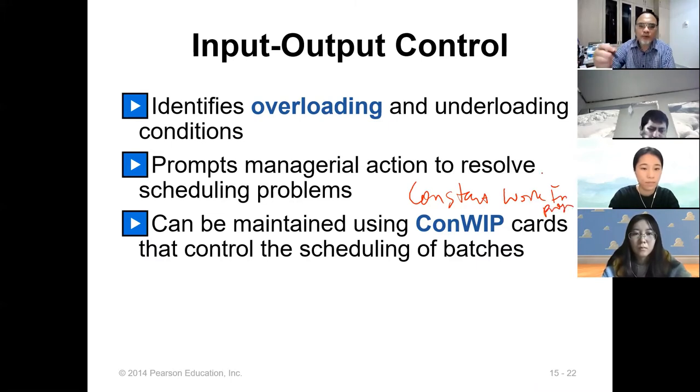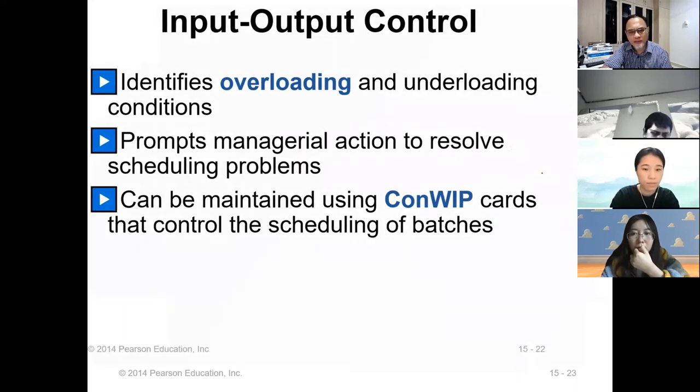CARTS monitor whether the amount of work in the center is completed or not. So it's CONWIT CARTS, and you follow the batch or follow the job. When the job is finished, the card is released and returned to the initial workstation, which will authorize a new batch. That means once the batch is finished, we allow the process to be loaded back. Loading can be done when the process has been completed.